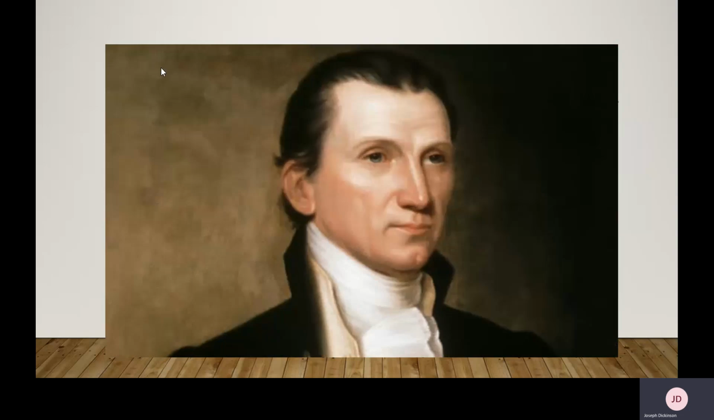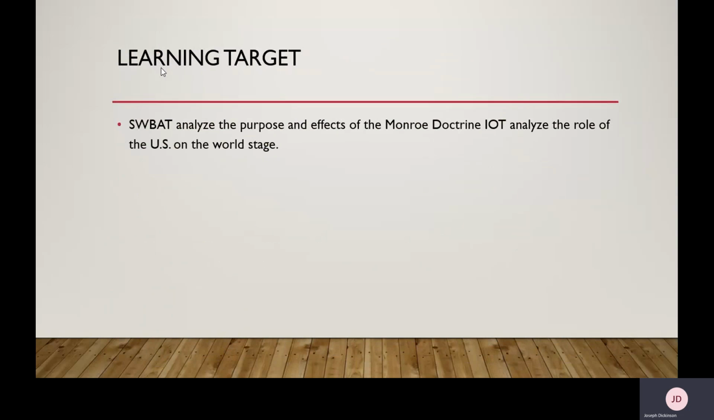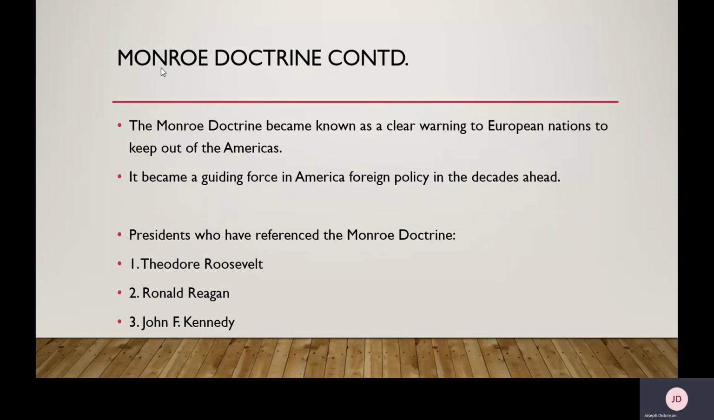All right, so we're going to go back before we hit the bookwork. I want to hit your learning target: analyze the purpose and effects of the Monroe Doctrine in order to analyze the role of the U.S. on the world stage. The Monroe Doctrine, like we said, is a set of political beliefs. What President James Monroe says is, look, any European colony is in the past. America is now our own nation. Stay out of it. Stop bothering us. We don't want a war, but we can go to war if we need to.